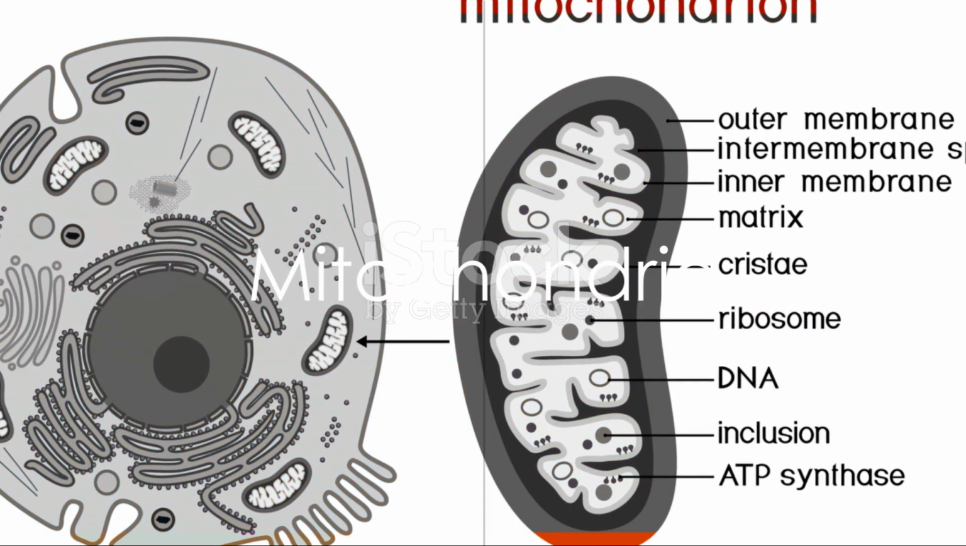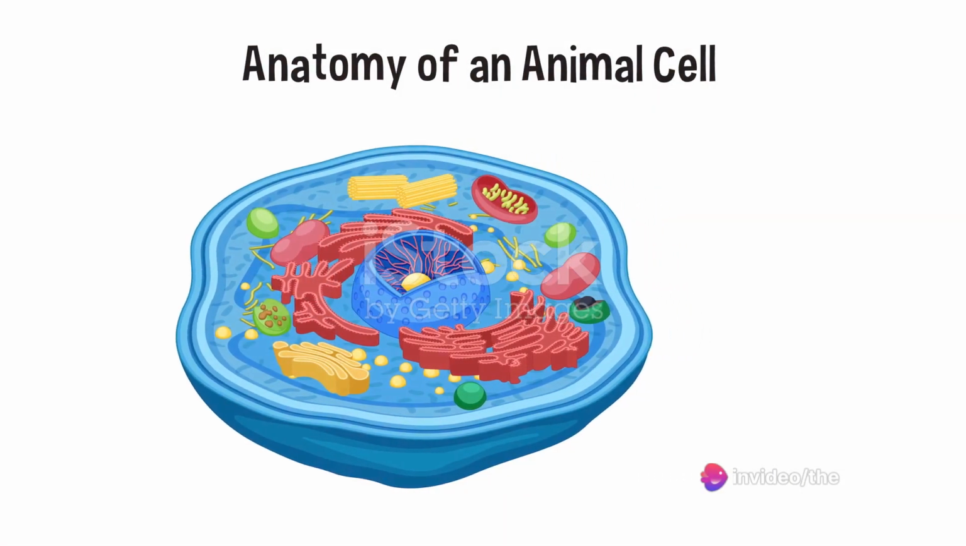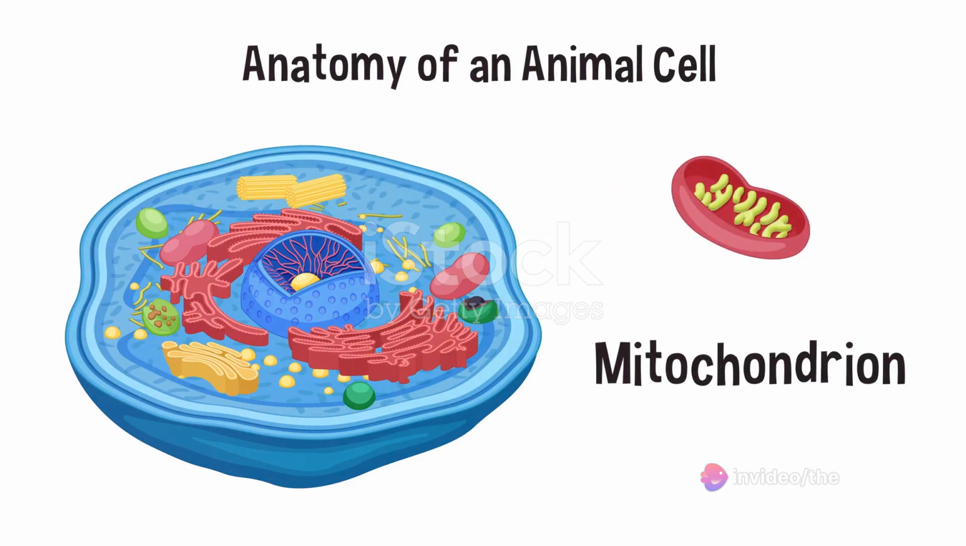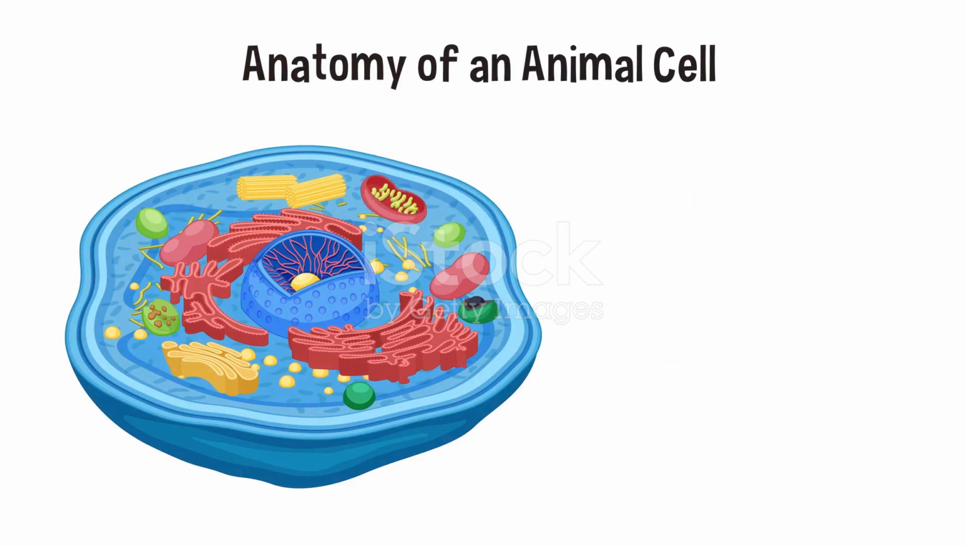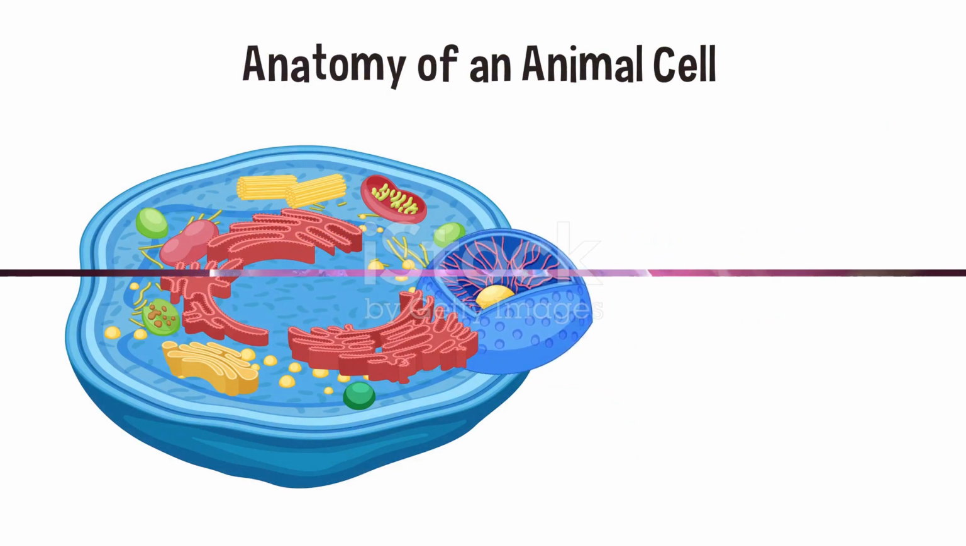Speaking of mitochondria, both plant and animal cells have these. They are often referred to as the powerhouse of the cell, converting nutrients into energy. However, plant cells have fewer mitochondria than animal cells due to the presence of chloroplasts.